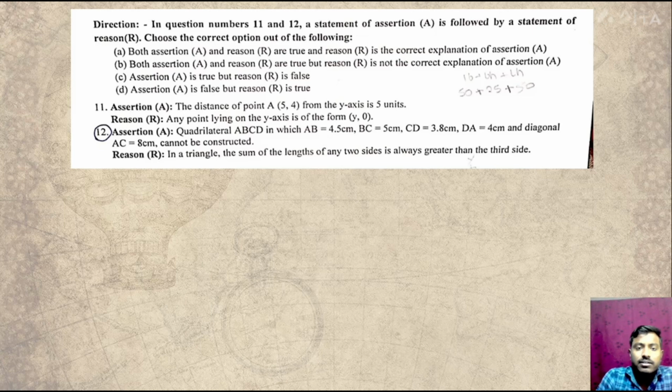Assertion and reason. The distance of point A (5, 4) from the y-axis is 5 units. How to solve this? First you draw a graph, that is the x-axis and y-axis. Then first find the point, that is (5, 4). X means 5: 1, 2, 3, 4, 5. And y in the y-axis, that is 4: 1, 2, 3, 4. Means that the point is here. Yes or no? That is (5, 4).